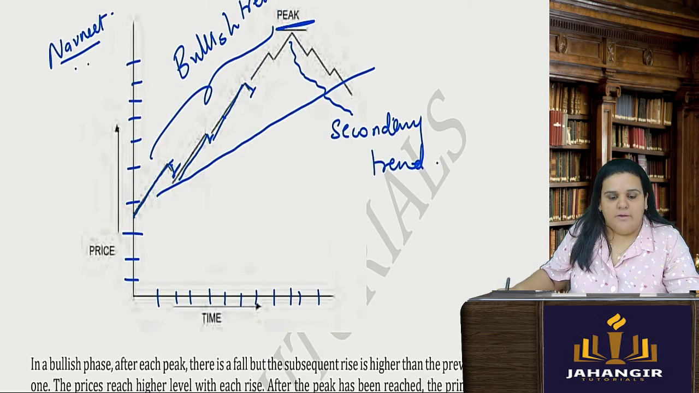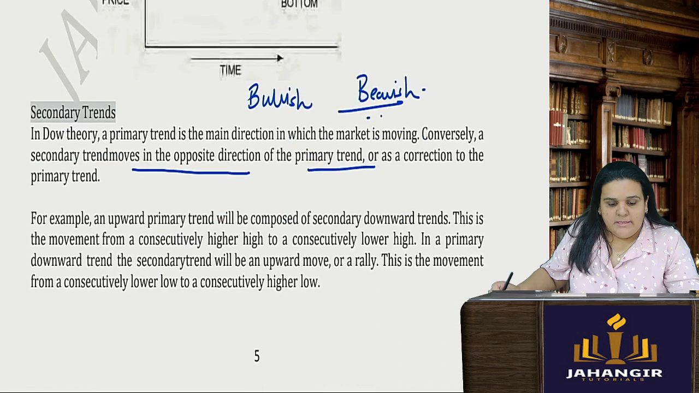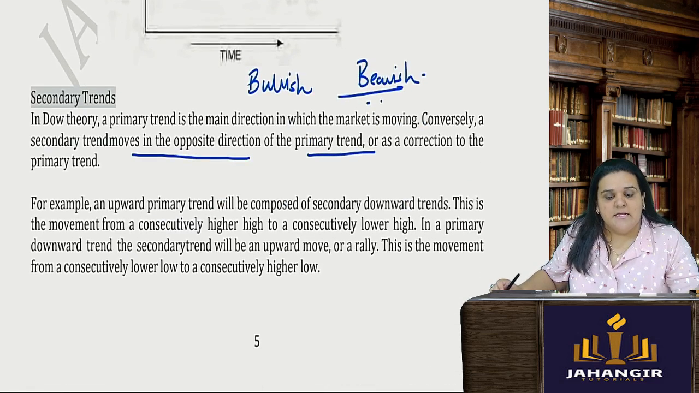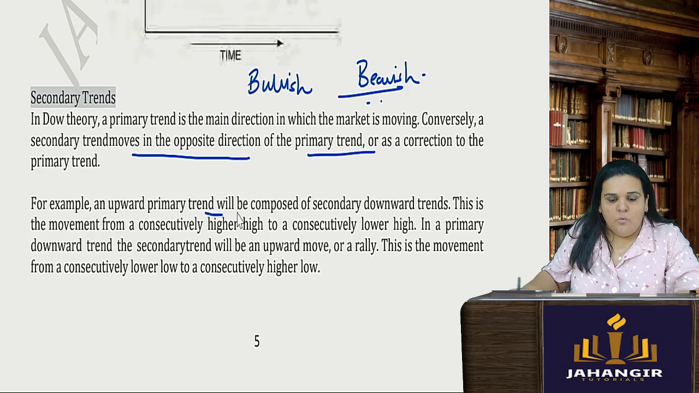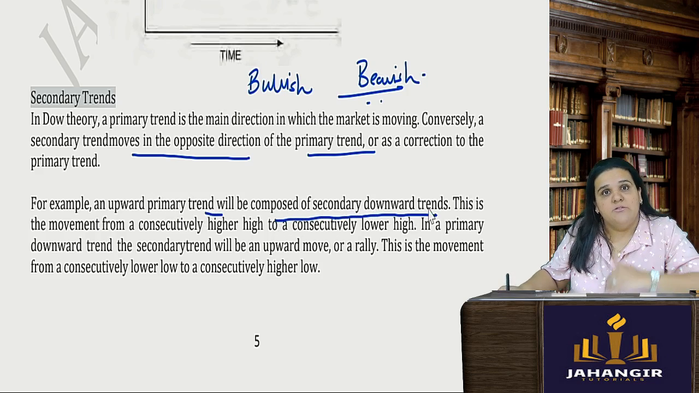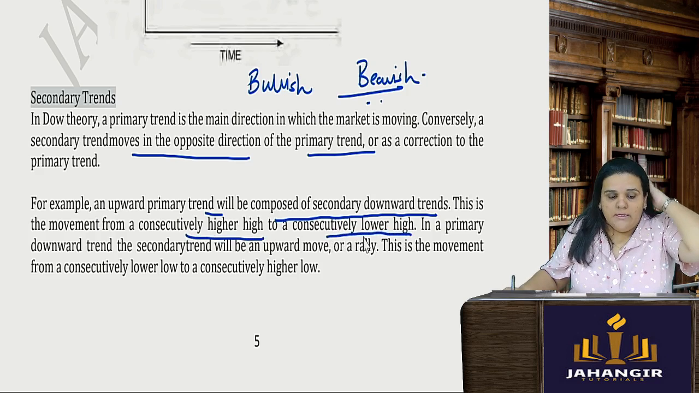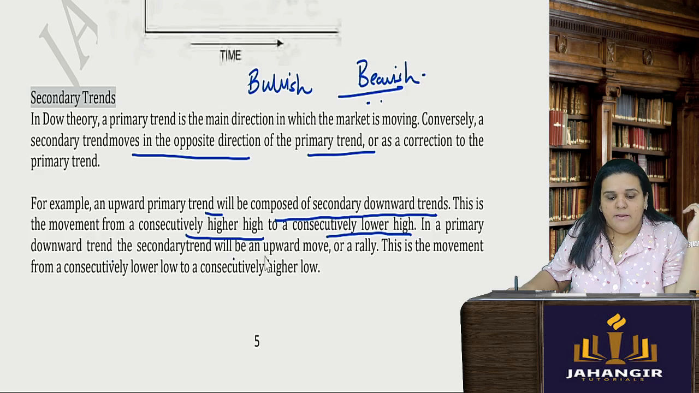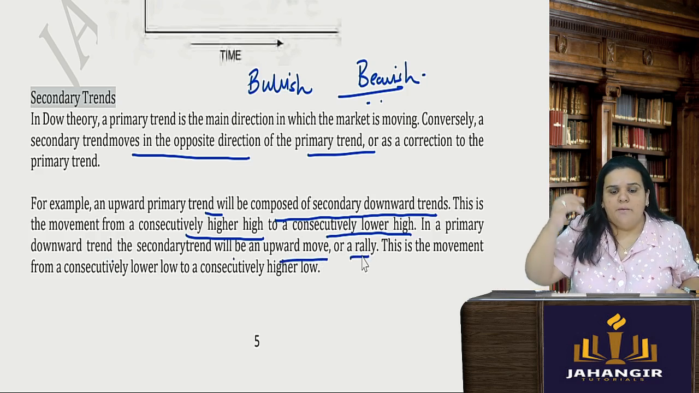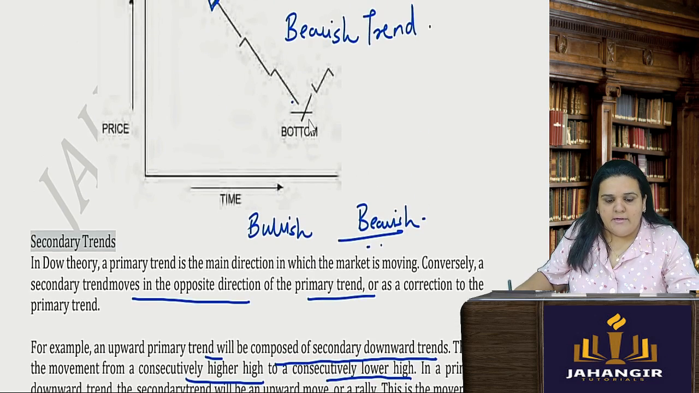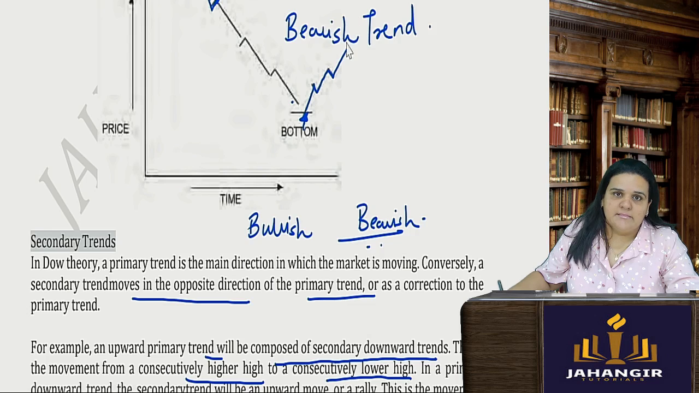This reversal is the secondary trend. Why is there a reversal? It is correcting the primary trend. For example, an upward trend will be composed of secondary downward trends also. The movement goes from a consecutively higher high to a consecutively lower high. In a primary downward trend, the secondary trend will be an upward move, or a rally. If the primary was downward, the secondary will be upward, like in this graph. It touched the bottom and now it is rising, with higher highs and higher lows.